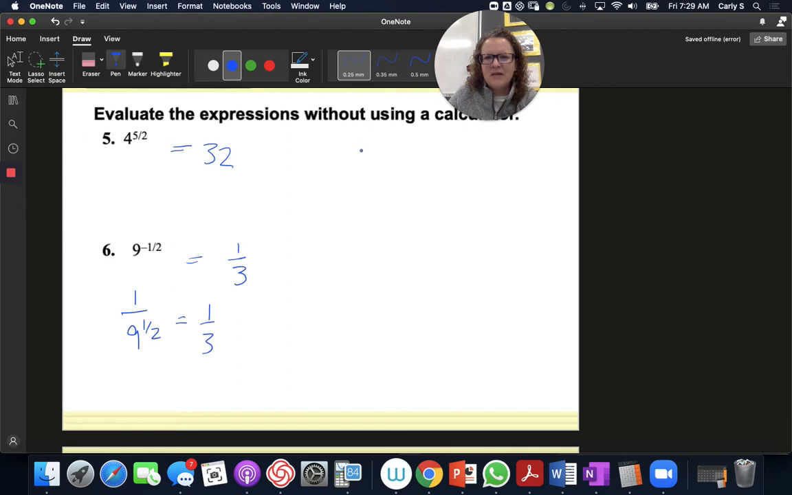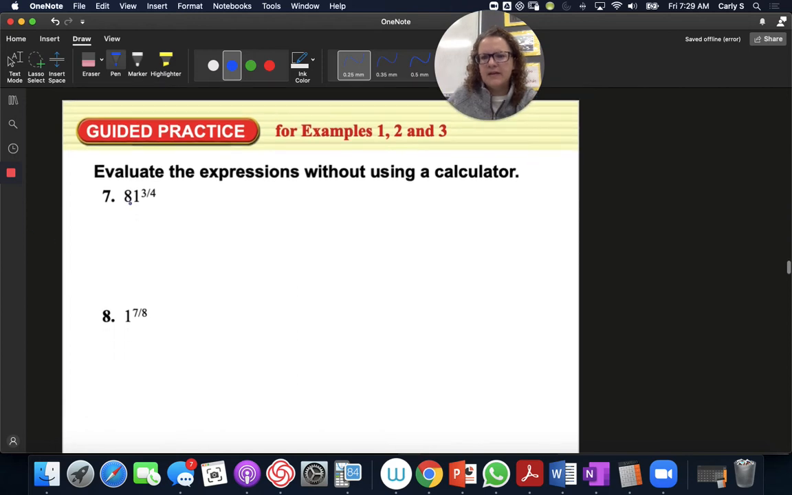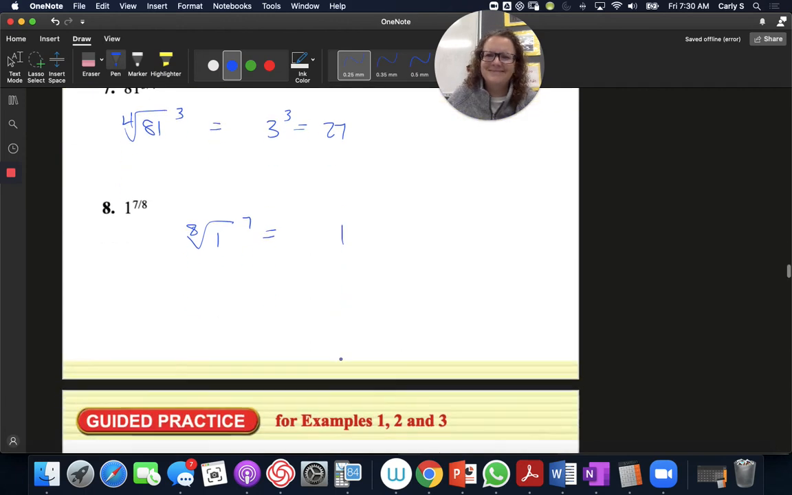Number 5 would be the square root of 4 raised to the 5th power. So it's 2 to the 5th power, which is 32. Yeah. And this is still without using a calculator. So I have the 4th root of 81 cubed. The 4th root of 81 is 3. Cubed is 27. Yep. And then, 8th root of 1 raised to the 7th power is still 1.